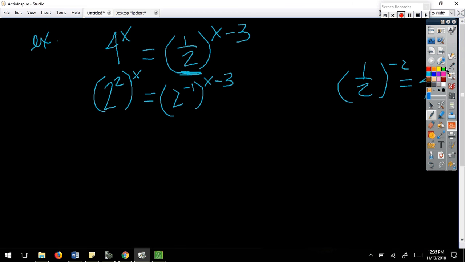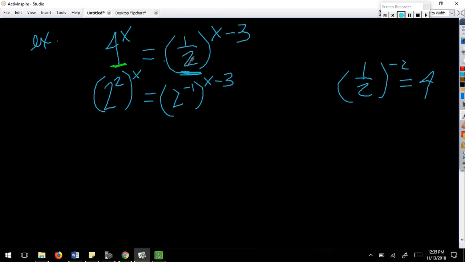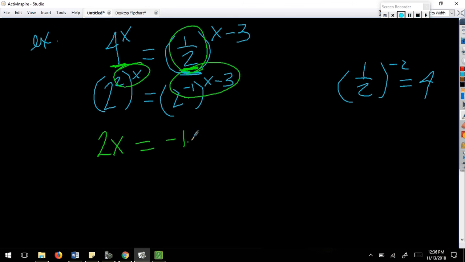Okay, Cullen. I have to force these to be the same. What I noticed about them is they're both powers of 2. Okay? Mind you, this might be a negative power of 2, but it's still a power of 2. So I have to change it. So I changed 1/2 to 2 to the negative 1. I changed 4 to 2 squared. Now I can set the exponents equal to each other. Okay? 2x equals negative 1 times x minus 3.